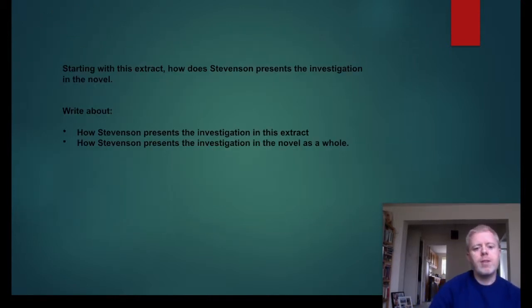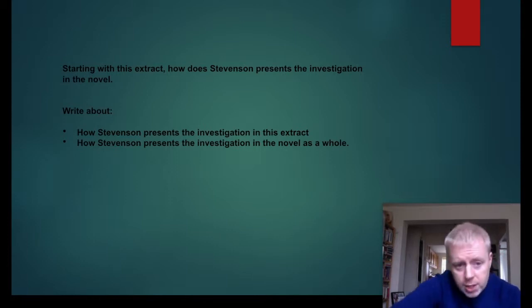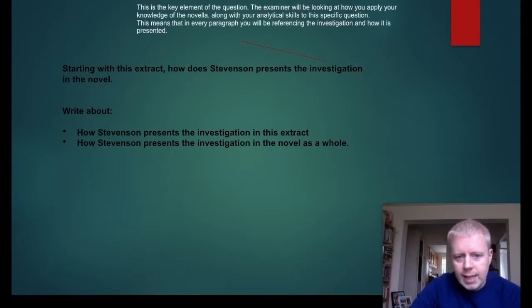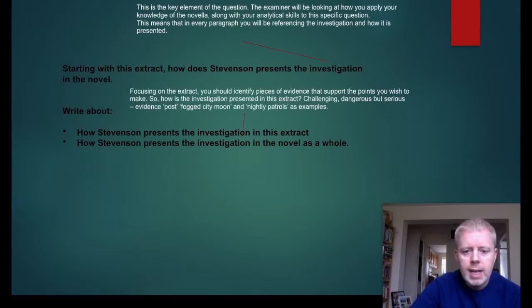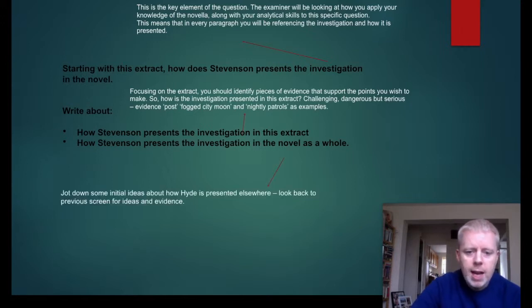So just a reminder again of the actual specifics of the question. So starting with this extract, how does Stevenson present the investigation in the novel? All right, okay. So that's the key part of the question. Every point you make must reference the investigation. You focus on the investigation in the extract, as I've shown you just now, and also then in the wider novel. You can be making notes on the exam paper or the top of your answer booklet with these points in mind.